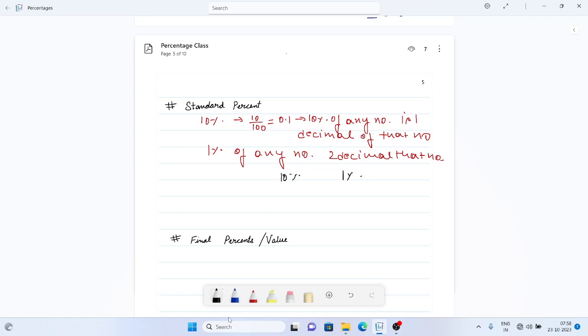Okay. Like if I take 500, so what is 10%? It is 50. 1 decimal shift of that number. So I put the decimal here and got 50. Okay. 1%, 2 decimal shift, so 5. Okay. 1% is 5. Similarly, if I take 24, right? So what is 10%? 2.4, and what is 1%? It is 0.24. Did you get this concept? Okay. So note it down.